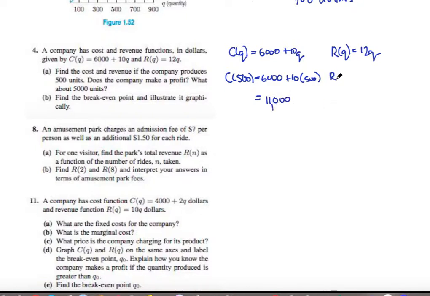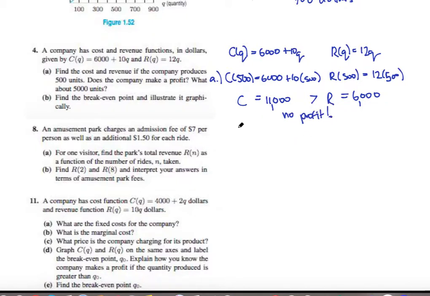Then for my revenue at 500, I will just have 12 times 500, which is just a simple 6,000. And so does the company make a profit? No. No profit here. And the reason for that is cost is higher than revenue. So no profit if cost is higher than revenue.